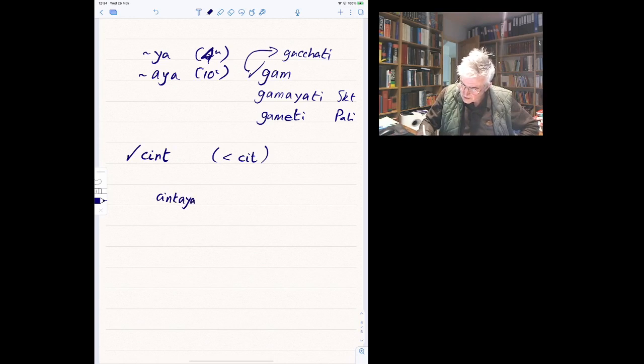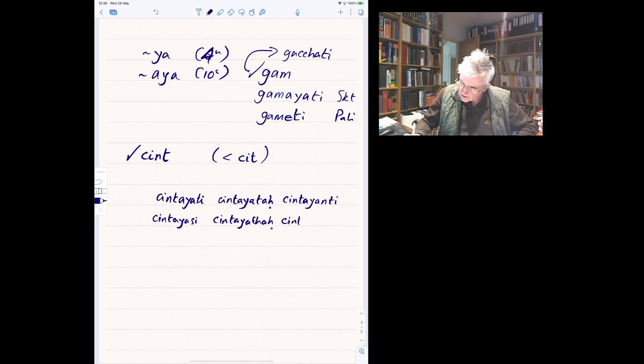So chintayati, chintayata, chintayanti, chintayasi, chintayata, chintayata, chintayami, chintayava, and chintayama.